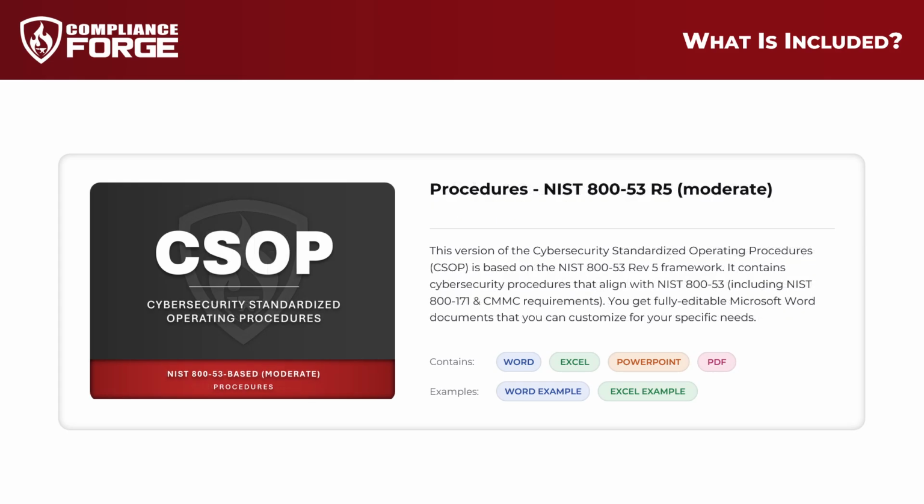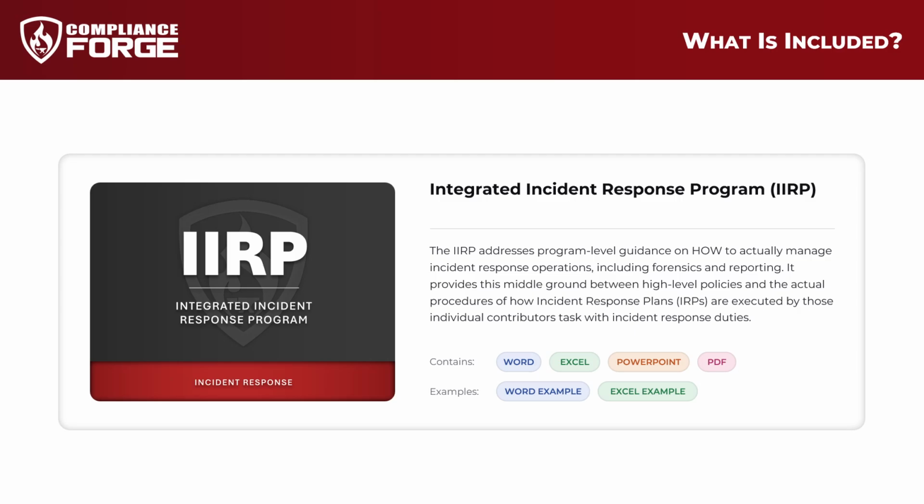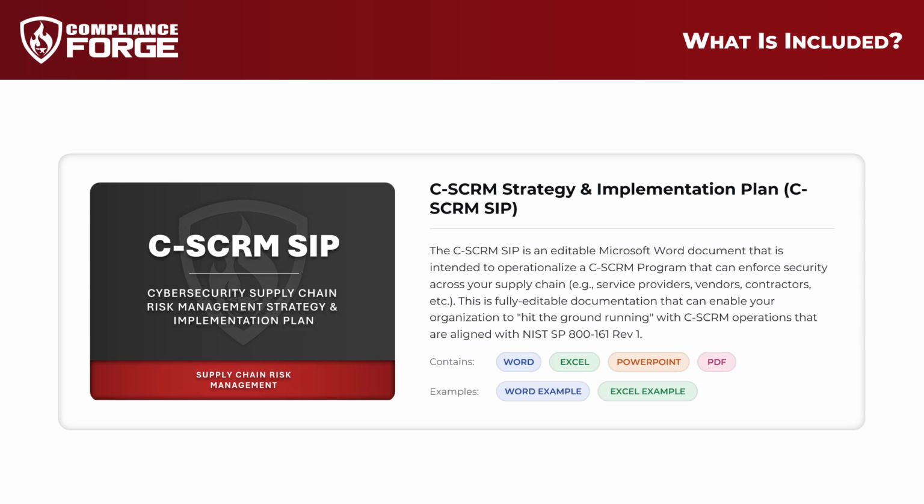The second is the Matching Procedures. This version of the Cybersecurity Standardized Operating Procedures contains the procedures that align with NIST 853. The third is the Integrated Incident Response Program, which addresses program-level guidance on how to actually manage incident response operations, including forensics and reporting. The fourth is the CSCRM Strategy and Implementation Plan, intended to operationalize a supply chain risk management program that can enforce security across your service providers, vendors, and contractors, aligned with NIST 800-161 Revision 1.